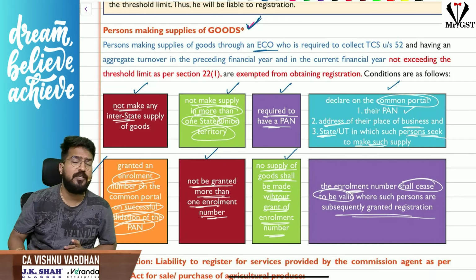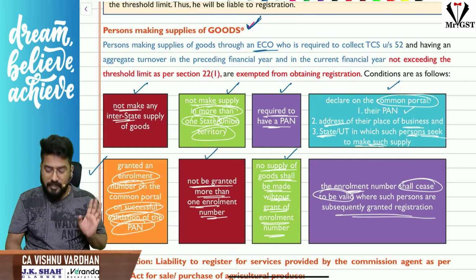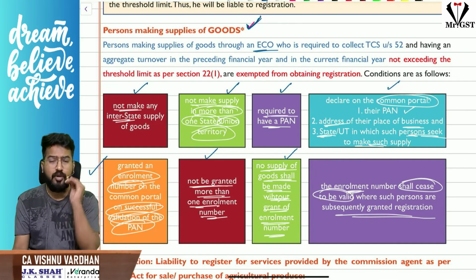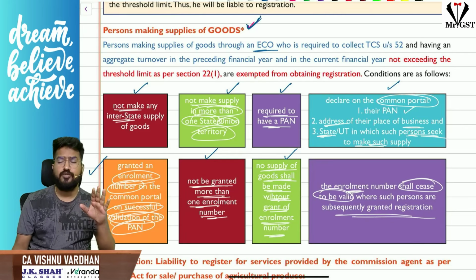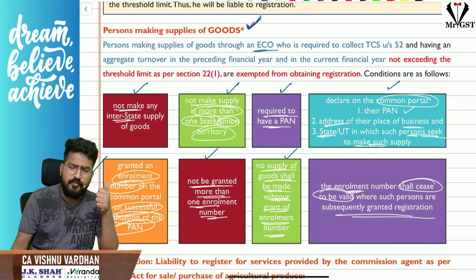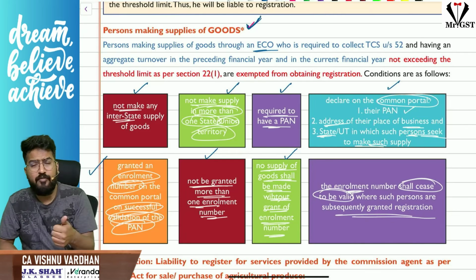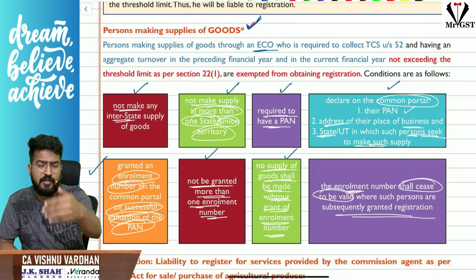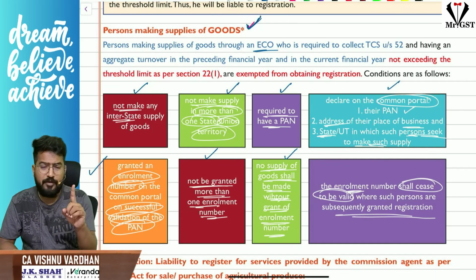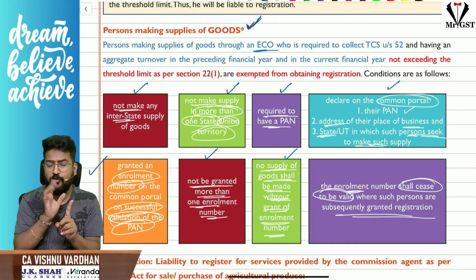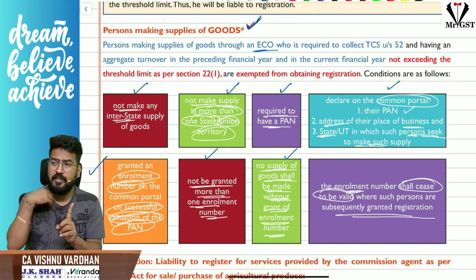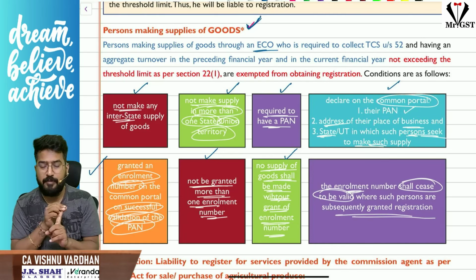So the e-commerce operator should make sure that you are not making any interstate supplies. So I repeat, if you want to sell goods through e-commerce operators, what you should do, sir, is first go to the GST portal, give your PAN and business details, I mean the address, place of business, the state, everything. You will get an enrollment number, and for one PAN only one enrollment number will be granted. It cannot be that for each and every state you will get one enrollment number. Okay, so that is one.